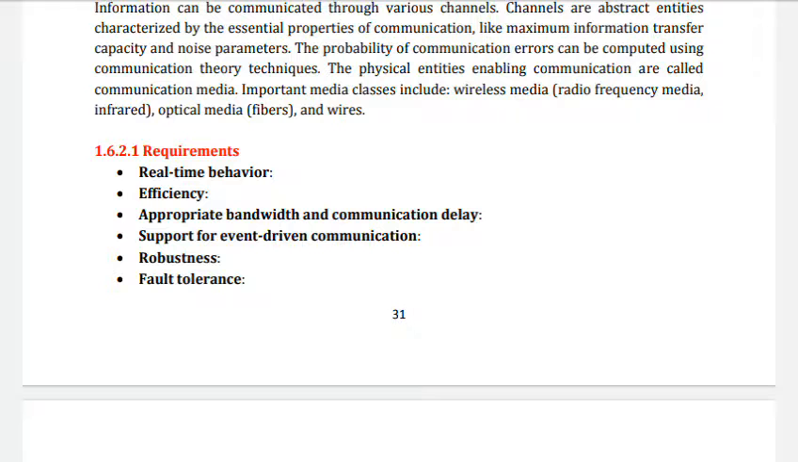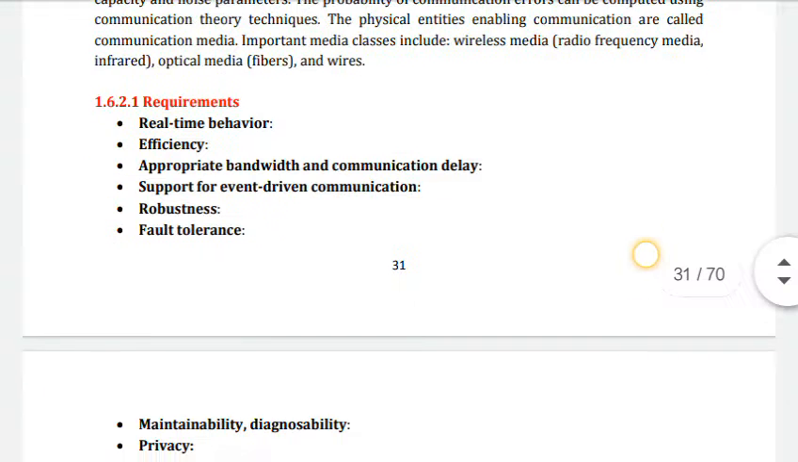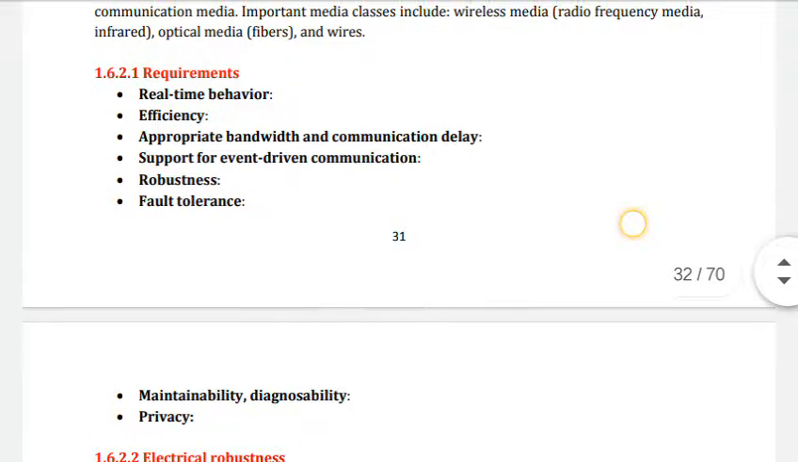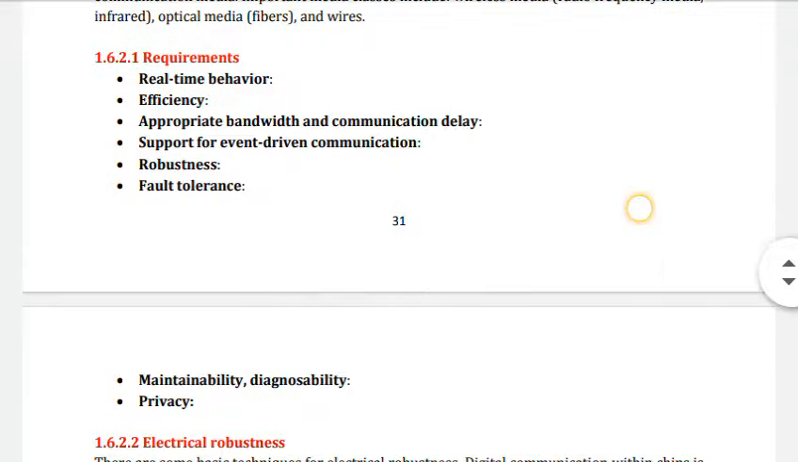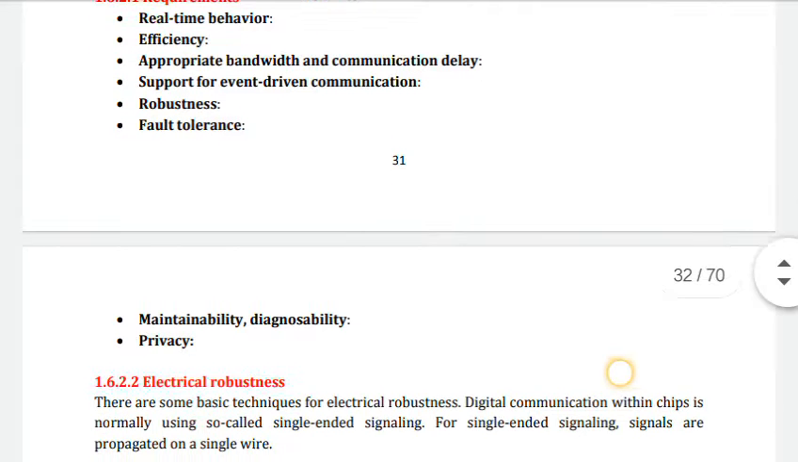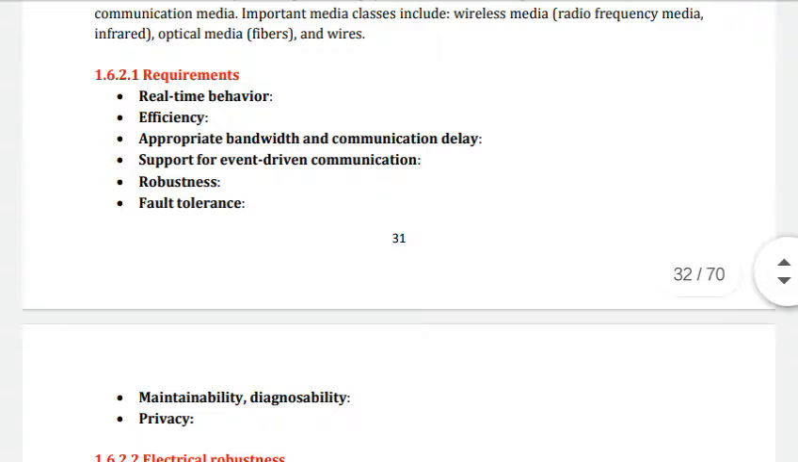Okay, so the main requirements for communications are real-time behavior, efficiency, approximate bandwidth and communication delay, support for event-driven communication, robustness, fault tolerance, maintainability and diagnosability, and privacy. These are the main requirements for communication. We have to consider all these things for this communication purpose.